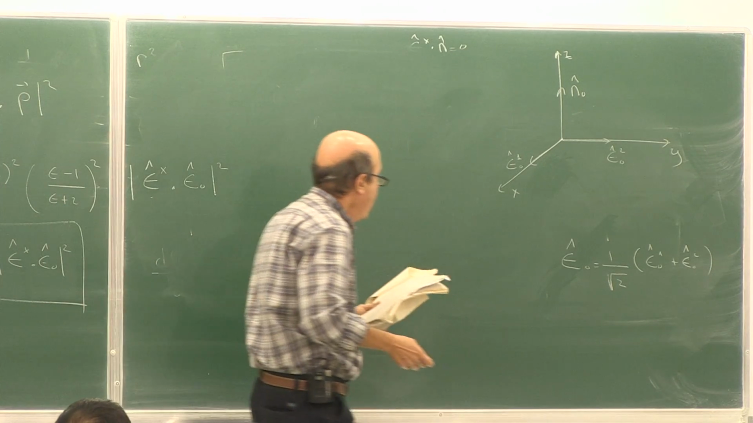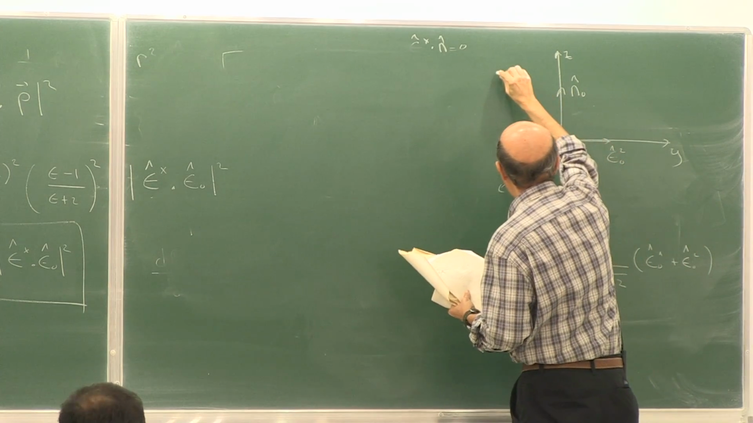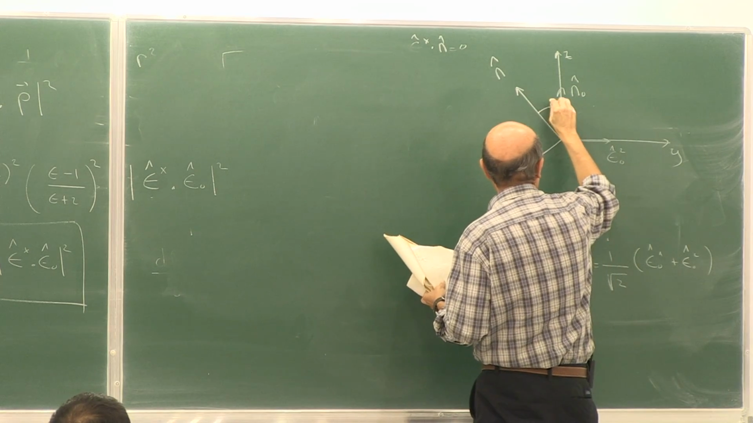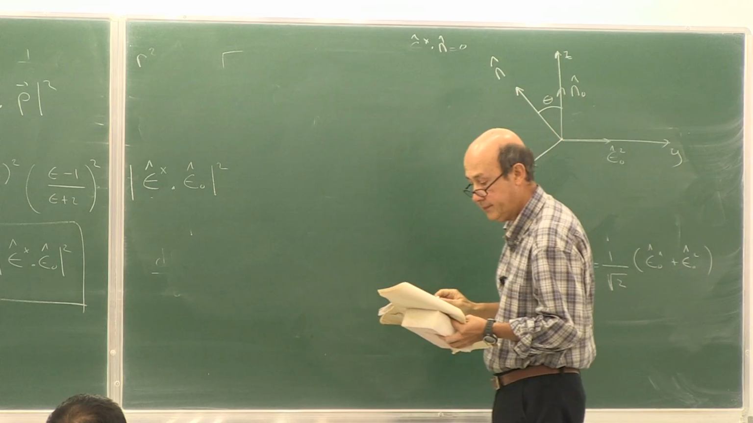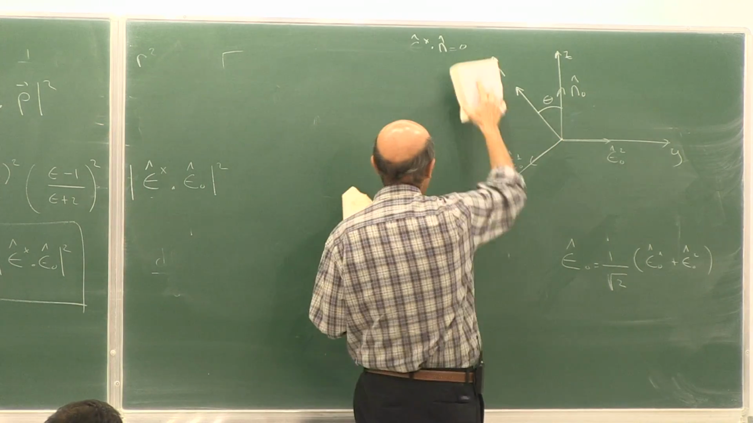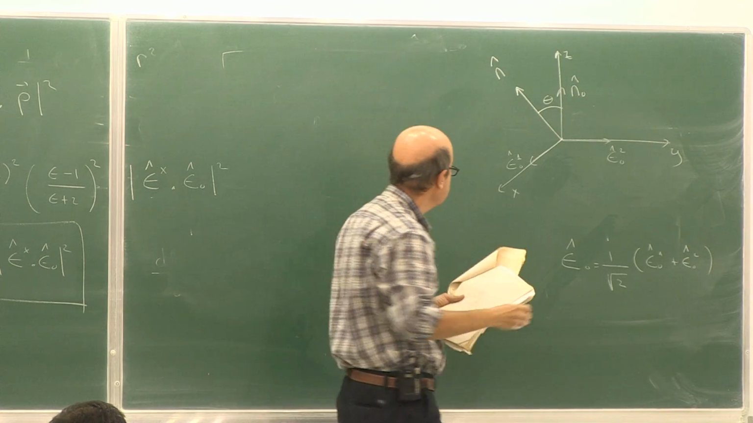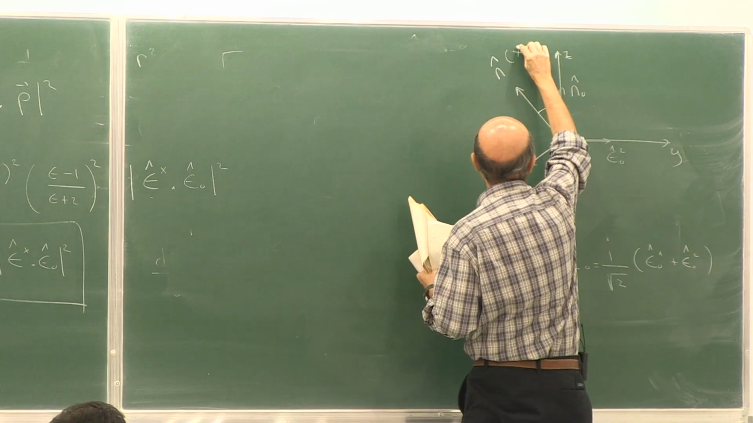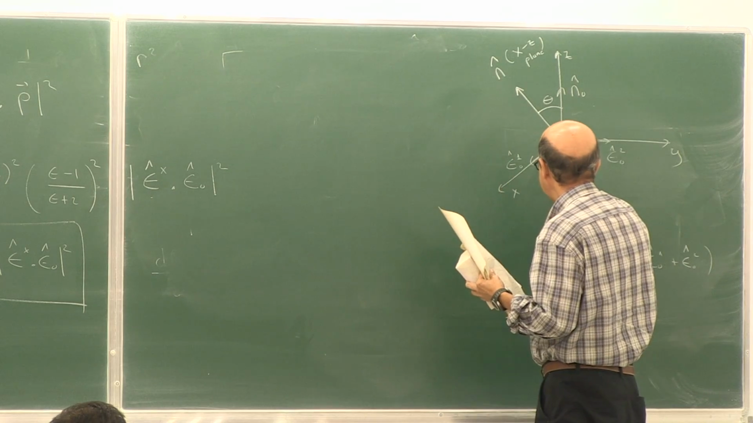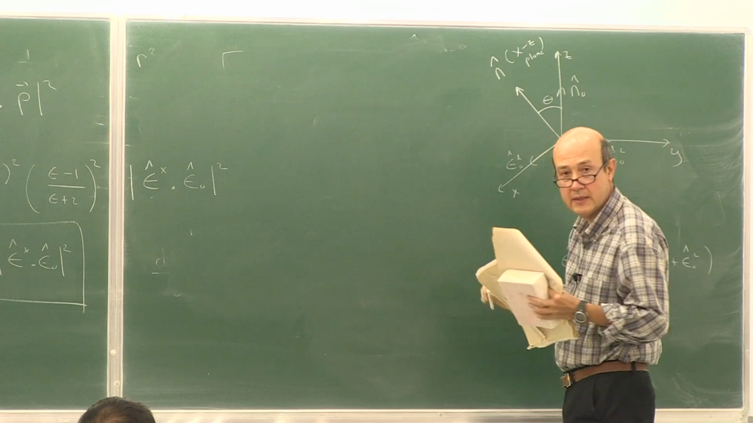Unpolarized. After the scattering, let us say that the propagation is n-hat direction, makes an angle theta with the z-axis, and you choose your n vector after the scattering on where? XZ plane. XZ plane. Suppose that scattering takes place along XZ plane, yes, XZ plane.